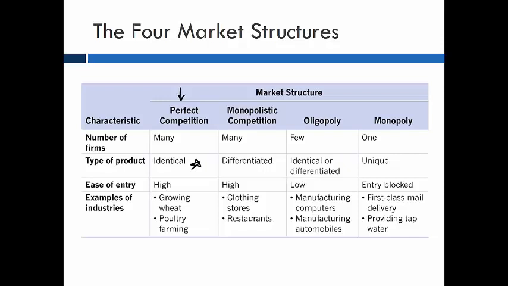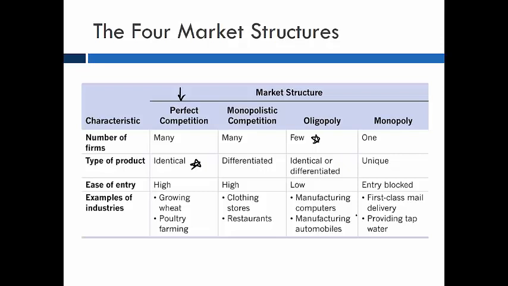An oligopoly is where there's only a couple big firms, and it could be identical or differentiated, but that's what designates this one. Soda or computer manufacturers or autos, those types of things. They're generally companies that have really, really high fixed costs, like airlines. So there are a few big competitors dominating the market. That's an oligopoly, and that will change their decision making.